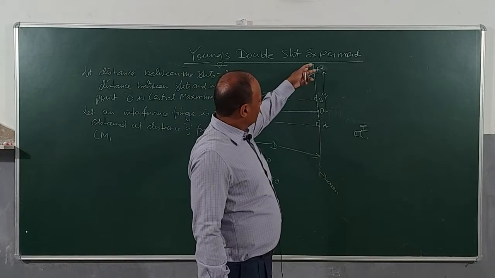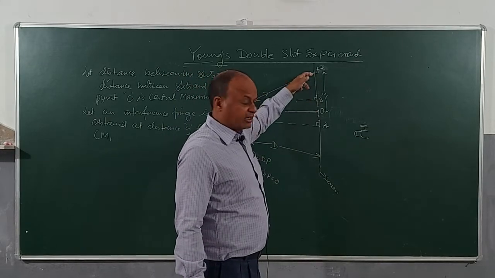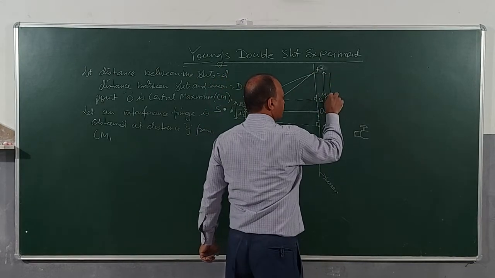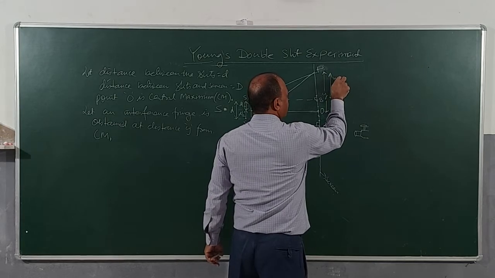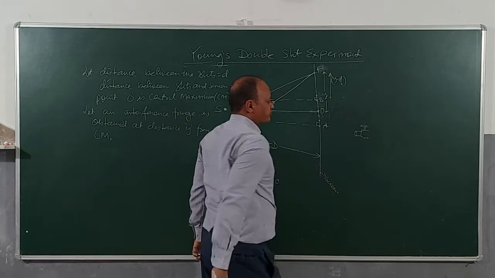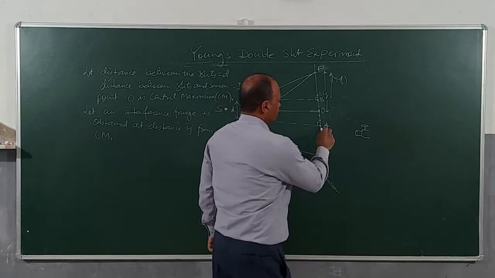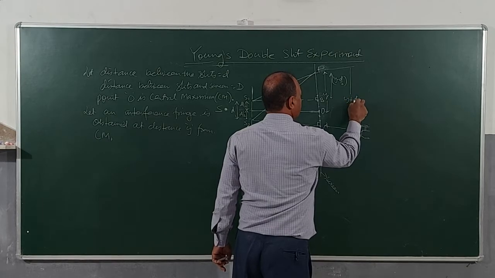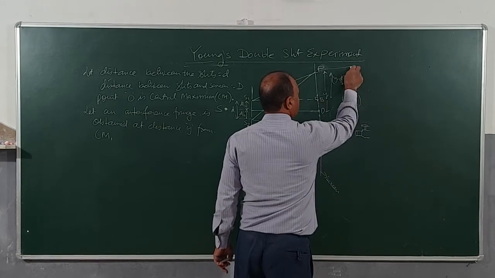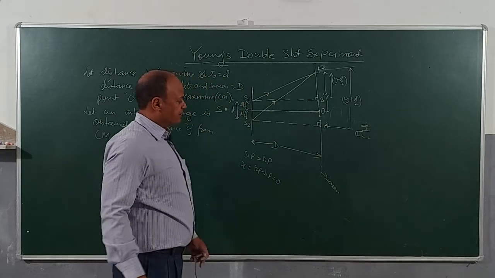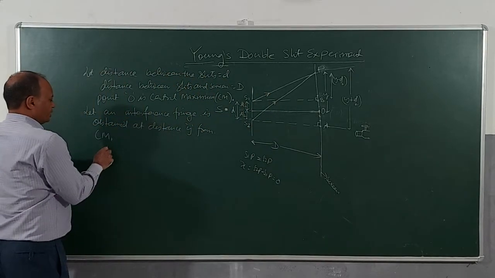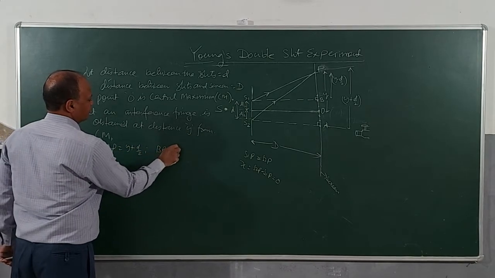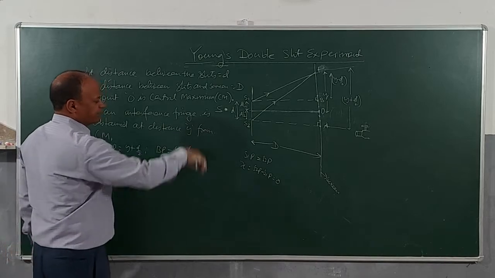Now children, distance of a fringe on the screen from central maximum is y. So this is d by 2 and this is y. So how much will BP be, children? This distance will be y minus d by 2. And similarly, the distance AP will be y plus d by 2. So we'll be writing here AP is equal to y plus d by 2 and BP is equal to y minus d by 2. I'm sure you are understanding the figure, okay?